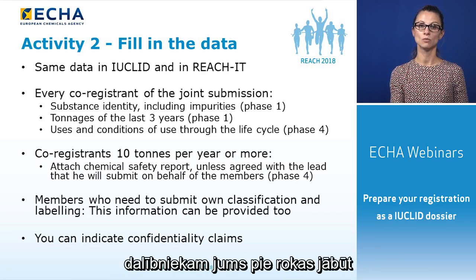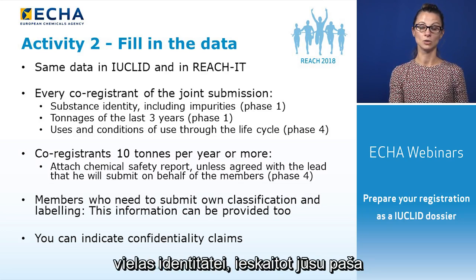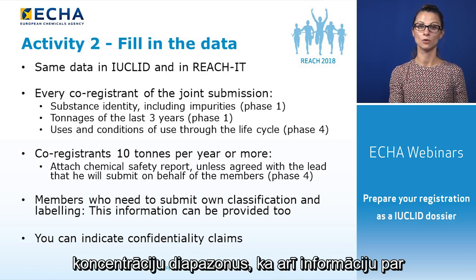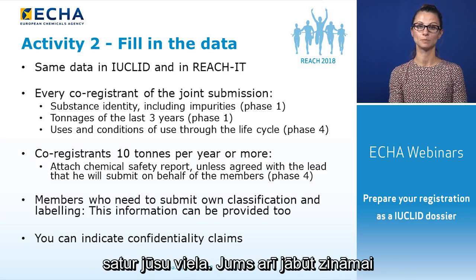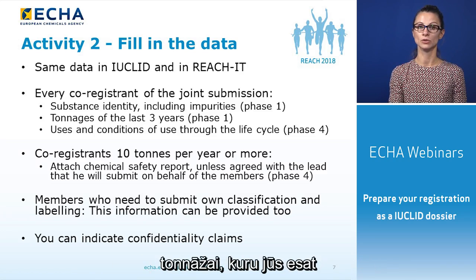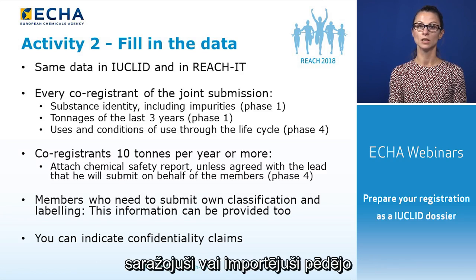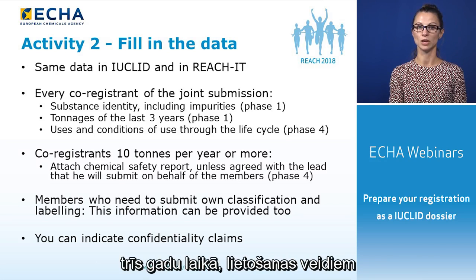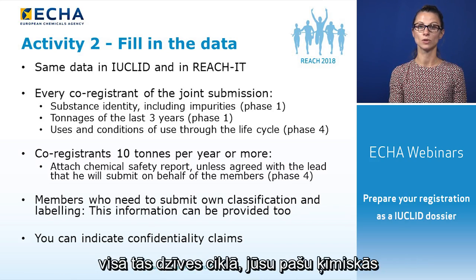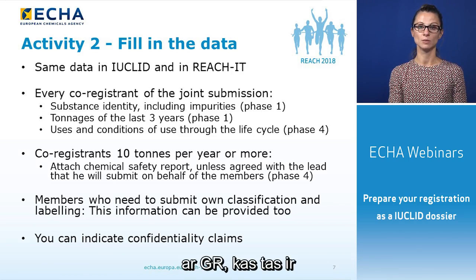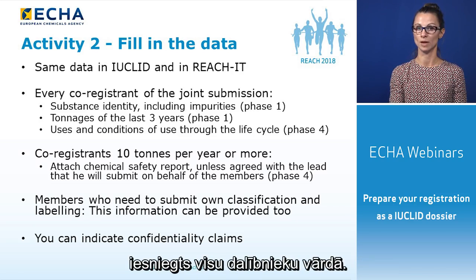As a member of a joint submission, you need to have at hand the substance identity, including your own concentration range and information on the impurity and any stabilizer contained in your substance. You also need to have the tonnage you have manufactured or imported during at least the last 3 years, the uses and conditions of use of your substance through its life cycle, and your own chemical safety report, unless it has already been agreed with the lead that the lead will submit it on behalf of all the members.